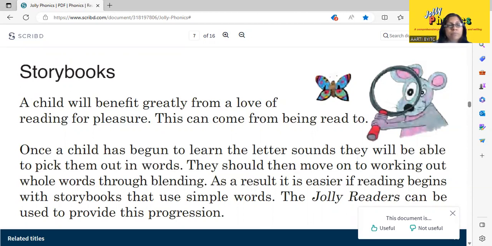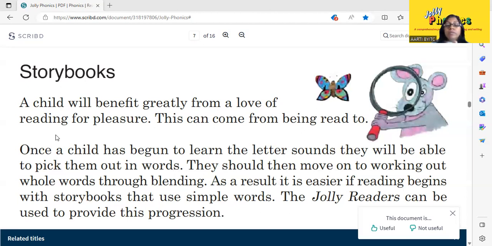kindergarten children. Now, storybooks. A child will benefit greatly from a love of reading for pleasure. This can come from being read to. So, yes, Jolly Phonics is actually a complete book, right? So, here, this complete book is actually making, like say, understand.